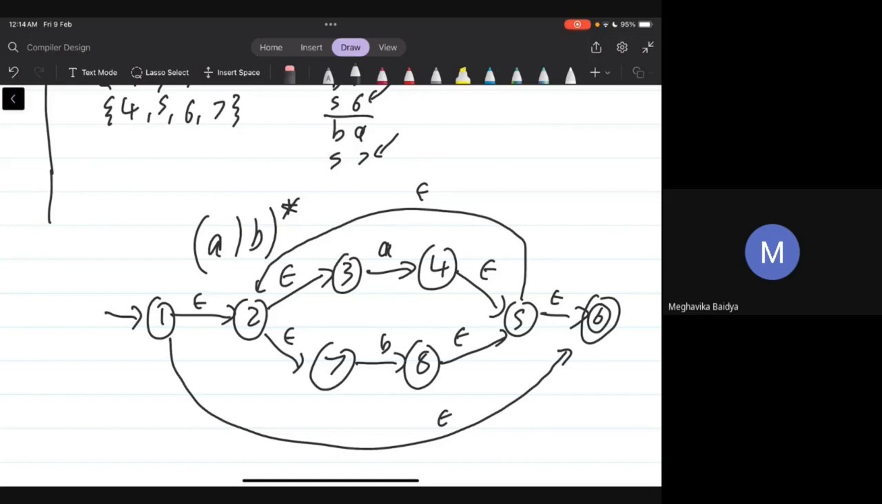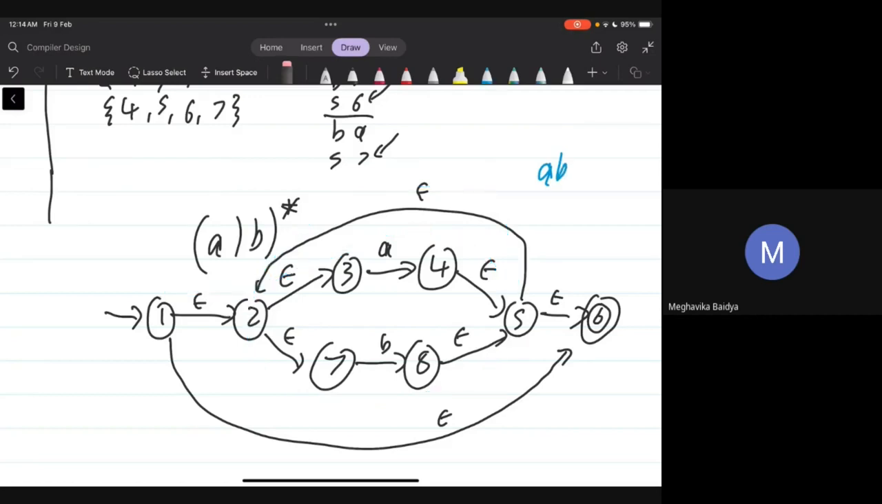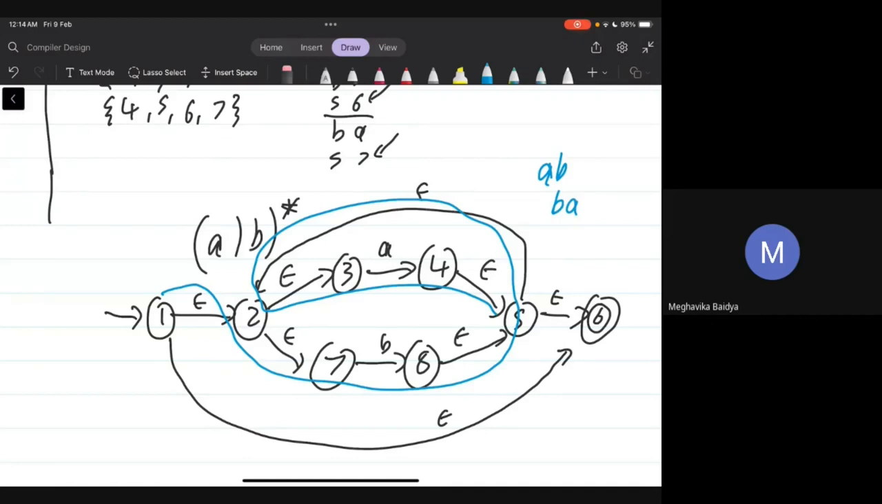So for example, it comes like this, goes to A, comes back, then from here you go back here and then it goes to B, so you get AB. Or you can also have BA, right? You can come like this and go like this and come back, so you get BA. Okay, got it.